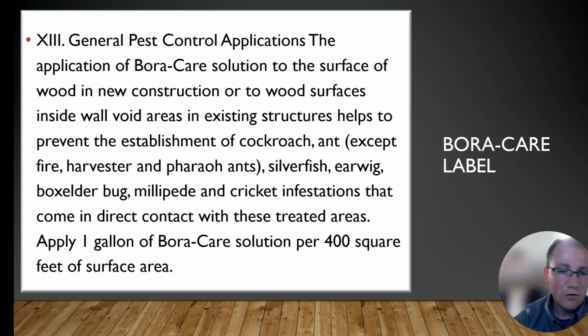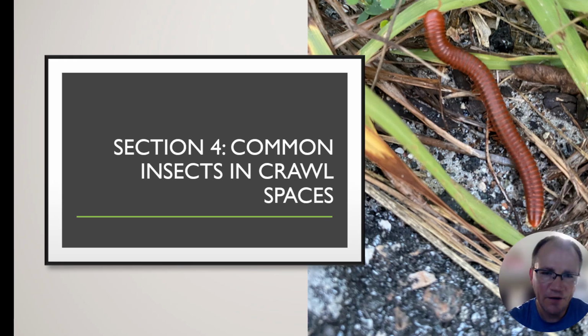So when you're doing this with the pest control, you're going to apply about 1 gallon of BoraCare solution per 400 square feet of surface area. And again, there's more on the label about that, so always follow the label. But I just wanted to let you know, BoraCare just has so many uses, and here's another one that can help out with the pest control side of issues we find in the crawl space. Let's take a look at our final section, section 4, which is going to be common insects in crawl spaces.